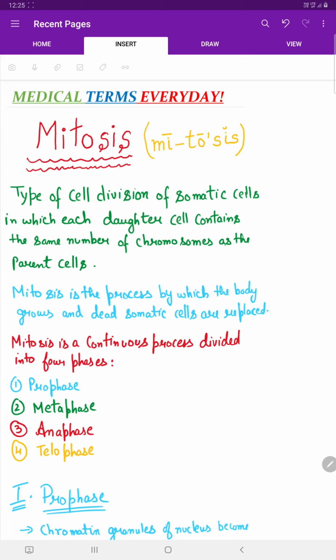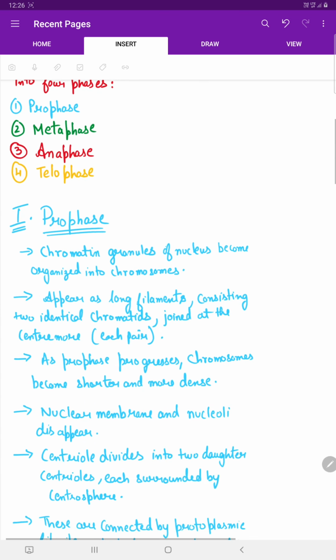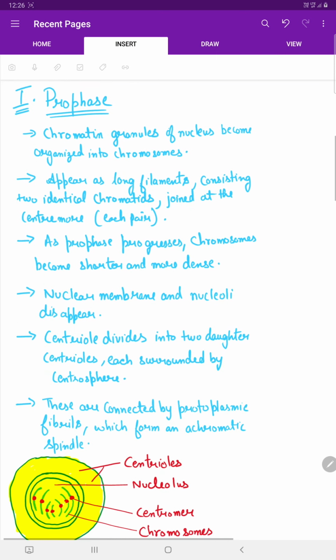Mitosis is a continuous process divided into 4 phases. Number 1, prophase, then metaphase, then anaphase, and finally the last one is telophase. So now let us discuss them one by one. So the number 1 is prophase. What is prophase?